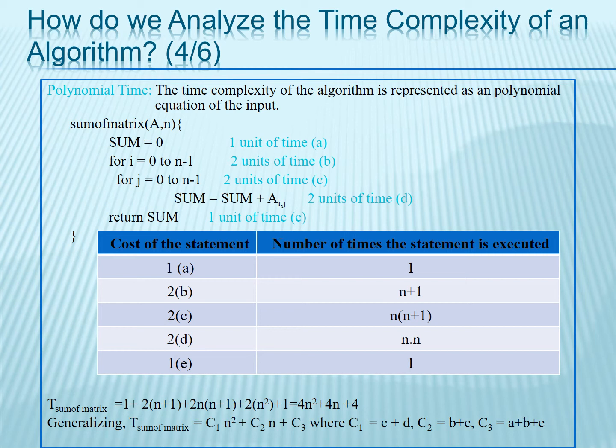When you multiply the cost with the number of times the statement is executed and when you do the summation, it gives the time complexity of the entire algorithm, which is represented by T sum of matrix. And the equation is 4n squared plus 4n plus 4, which is a quadratic equation of the value n, where n is the dimension of the matrix.